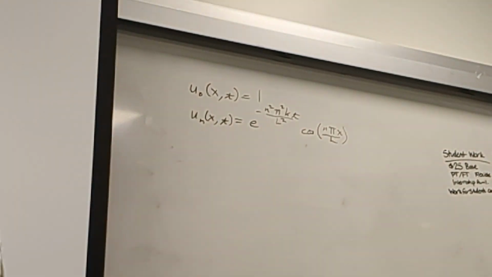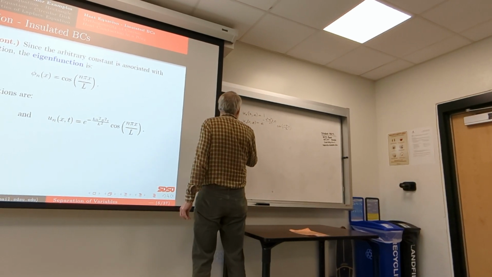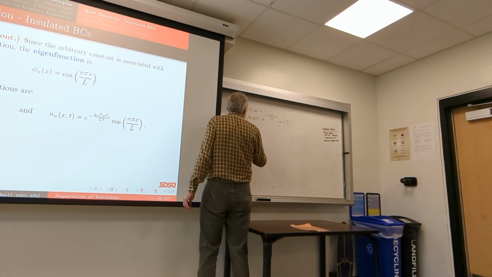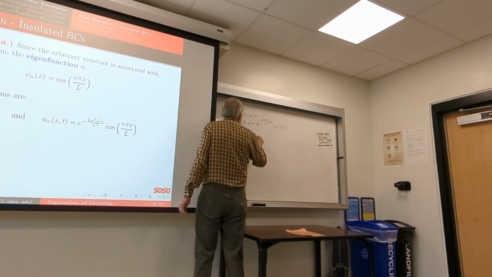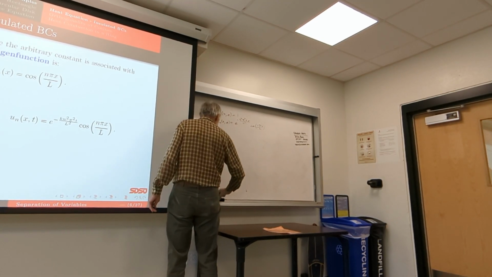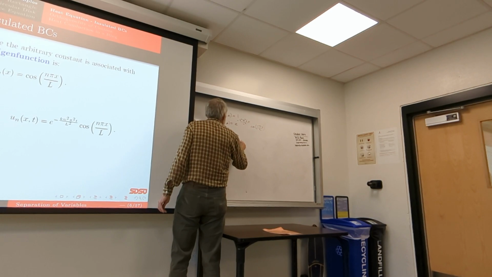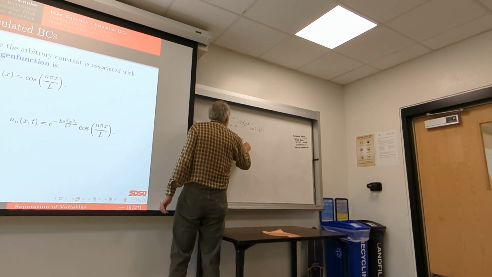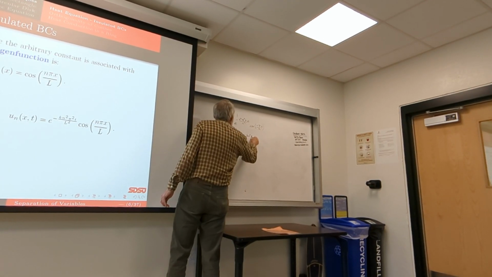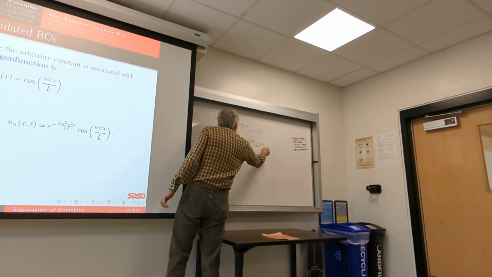All right. So there's my Un. And now we can use the superposition principle, which is going to say that our U of x and t, so far we've only got finite sums, is I'm going to have a B0 from this one, plus the sum n equals 1 to M of B sub n, e to the minus, I'll put the k in front, n squared pi squared t over L squared, cosine of n pi x over L.